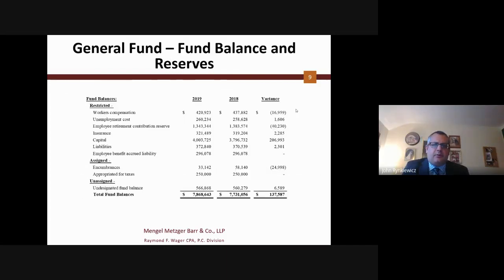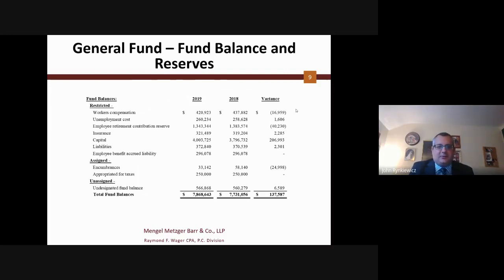Moving on, one of the areas of focus is always going to be your fund balance and your reserves. Here's a quick look at some of the reserves that you have set up. This is so important: how districts have been able to establish reserves, maintain reserves, and use those funds. And this district, if you look, you've done a very good job. You've set some monies aside, and right now, this is what those monies are.